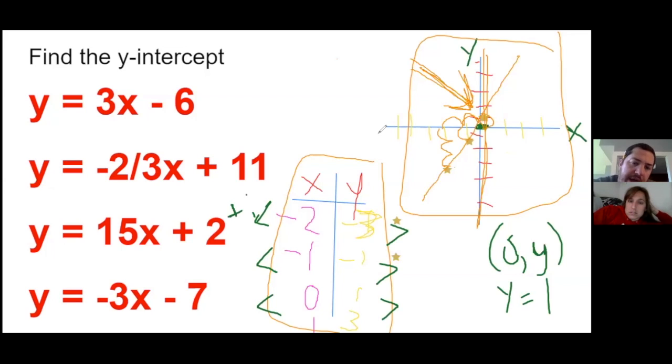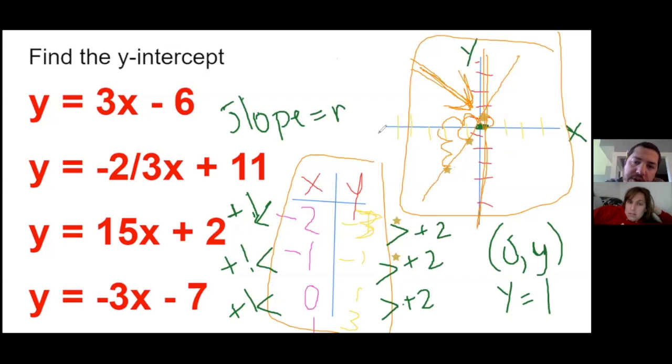So when we do that, if we look at the x's first, each x value is going up by 1. Each number is 1 higher. And each y is going up by 2. For y, add 2 each time. Right, so slope is m. The letter m represents slope.